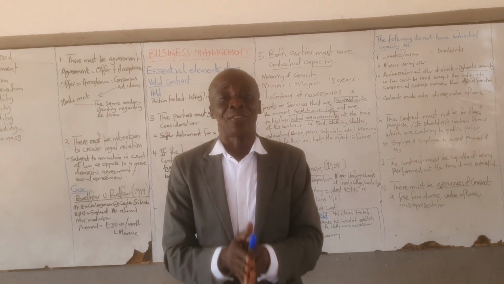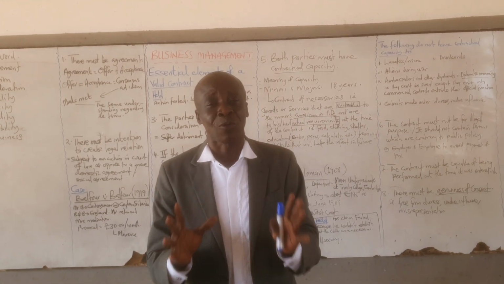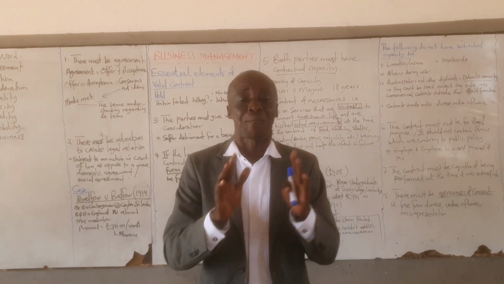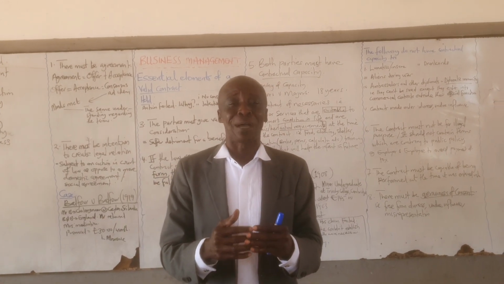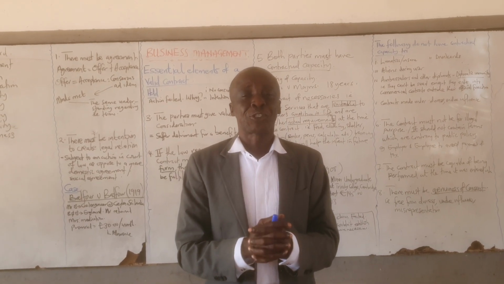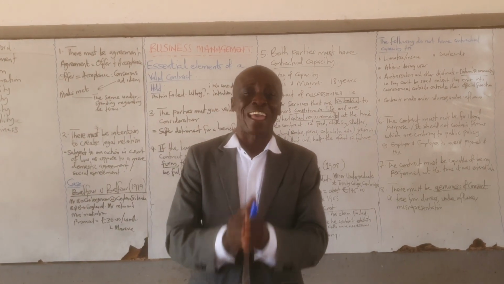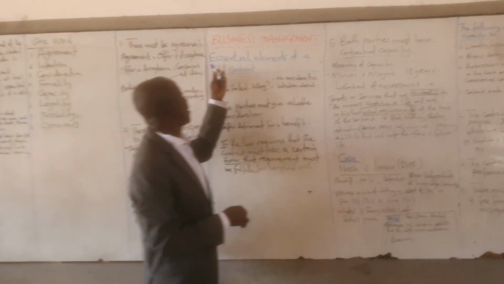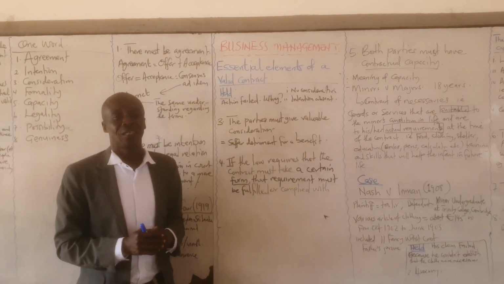We are going to look at those conditions that must be satisfied by the parties involved in a contract. Now you remember, when we say parties, you understand who the parties to a contract are. So what are the conditions that must be satisfied before a contract can be valid? And so we'll be looking at the essential elements of a valid contract. That is the topic for today.